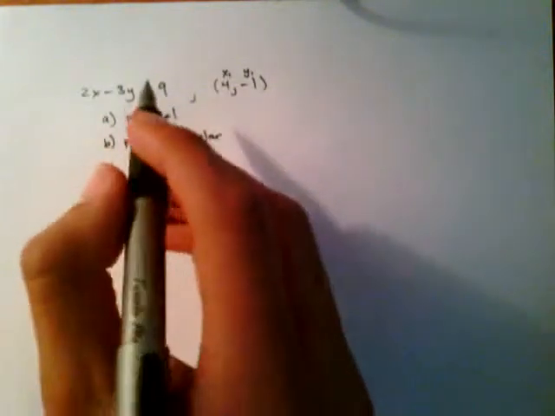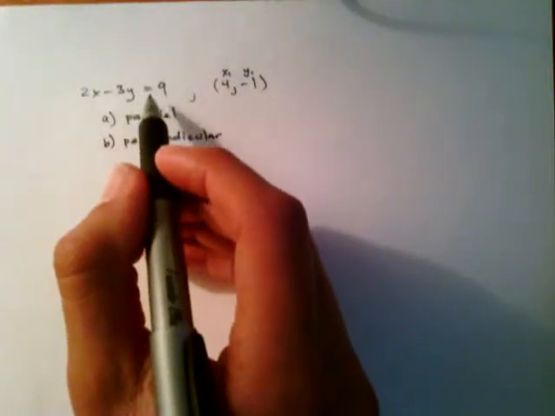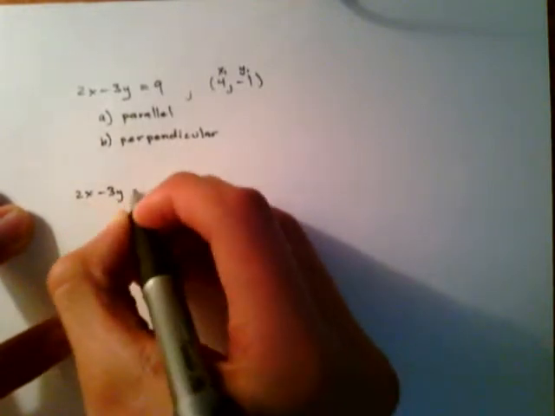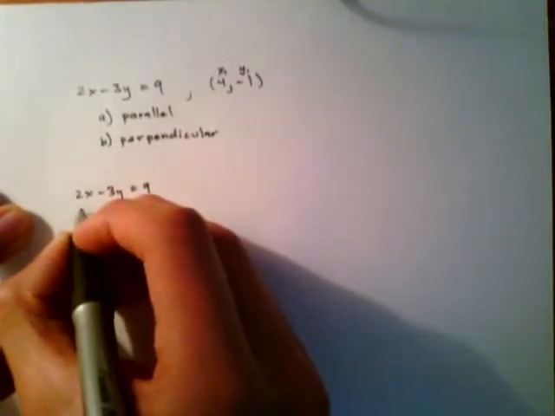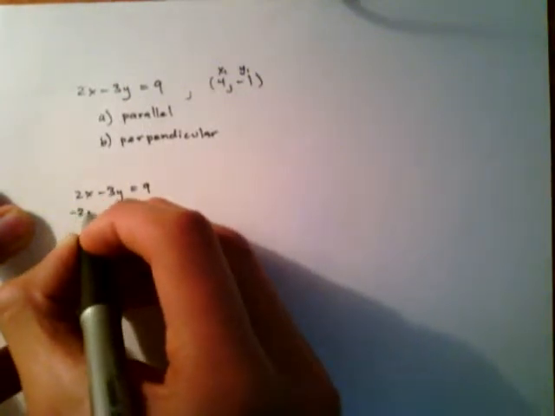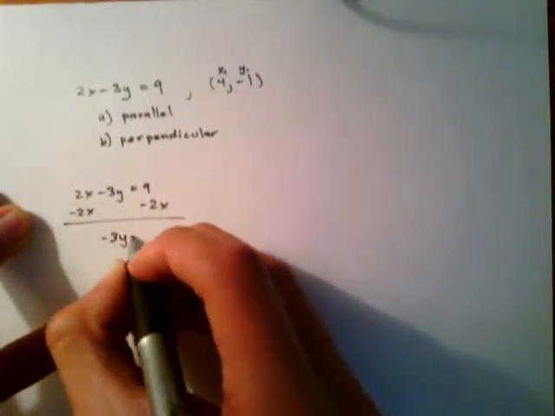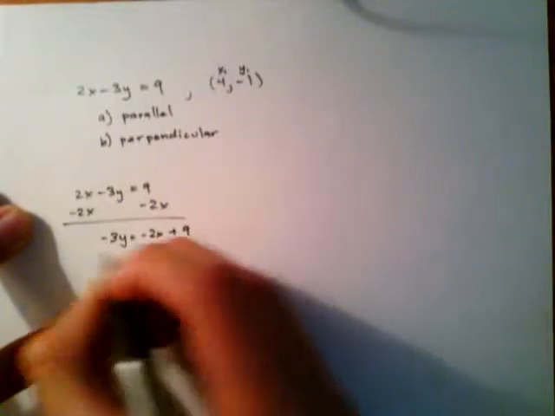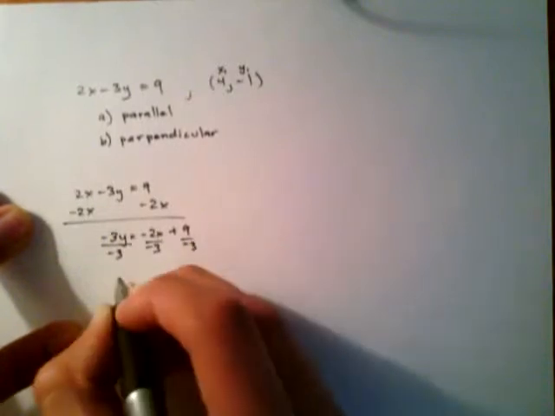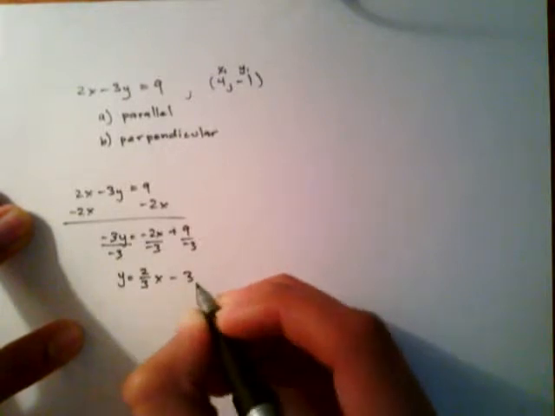So what I want to do first is go from standard form into slope-intercept form. So we'll begin by doing that. So we have 2x minus 3y is equal to 9. To get it to slope-intercept form, we want to isolate y and get it by itself. So we'll begin by subtracting 2x from both sides. Doing so, we are left with negative 2x plus 9. Now we want y by itself, so we're going to divide everything by negative 3. Then we're left with 2/3 x minus 3.